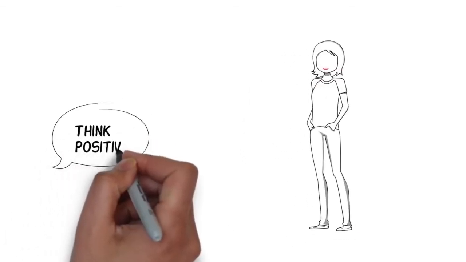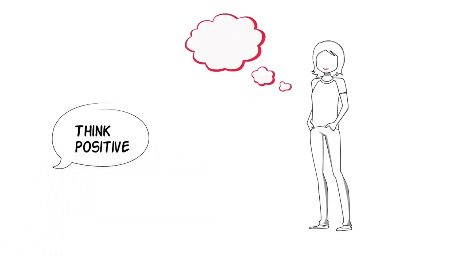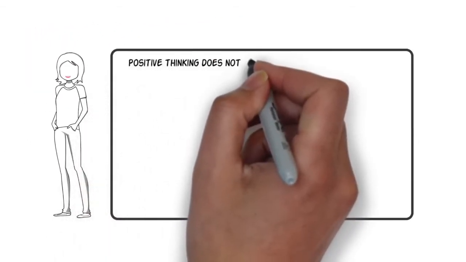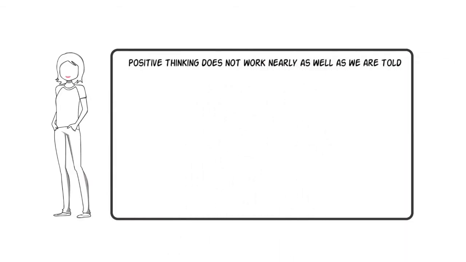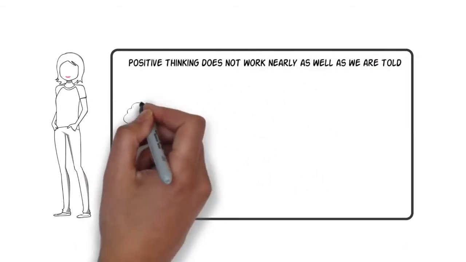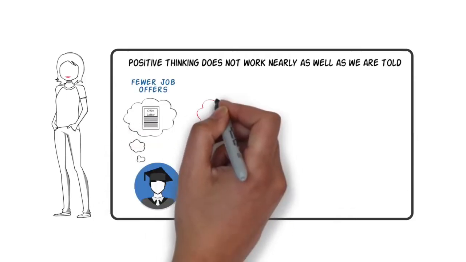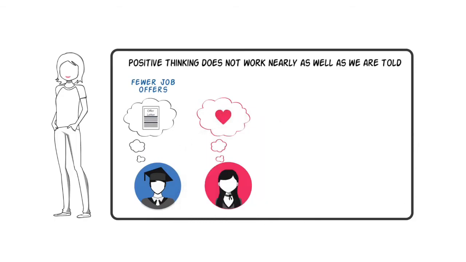We're often told to think positive and rid ourselves of harmful negative self-talk. However, research has shown that positive thinking doesn't work nearly as well as we're told. The more students positively envision themselves getting a job, the fewer job offers they received. The more college students envision successfully starting a romantic relationship, the less likely they got together with their crushee.